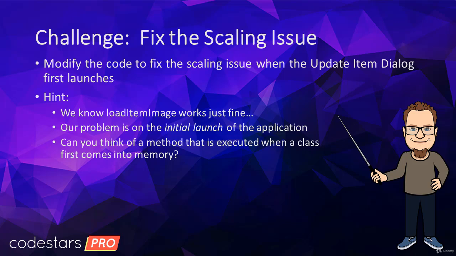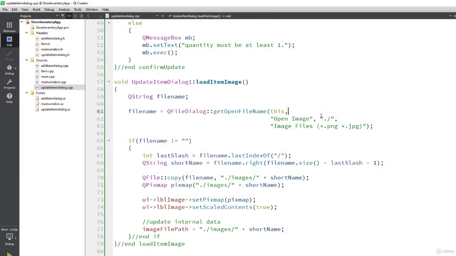How did that work for you? Were you able to fix the scaling issue? Let's fix it together. If you had figured it out, you may have noticed the fix is really quite simple. It's literally one line of code. And we just have to add that to the update item dialog.cpp file, in fact. So let's add that and then retest it.